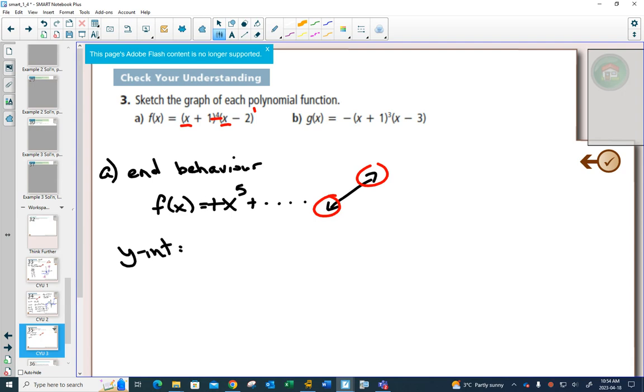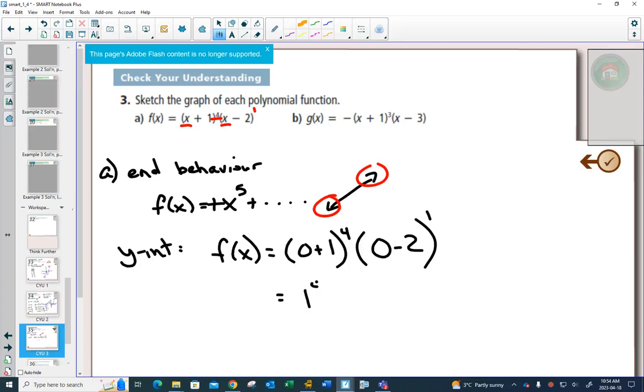Y-intercept is a little trickier when it's factored. Not really tricky, but not. You would plug in 0 for x. And here you'd have 1 to the 4 times negative 2 to the 1. Happens to be negative 2. So our y-intercept is at 0, negative 2.